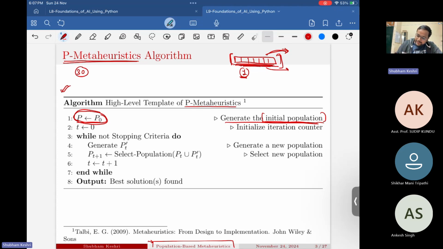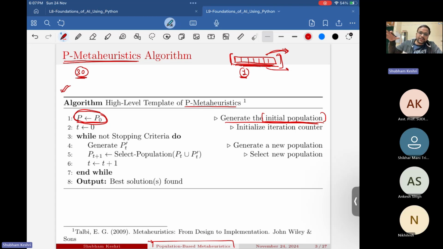So these 30 individuals are the first generation, and in the next generation there will be some changes. It is actually very similar to how evolution works. If you know about Darwin's theory of evolution, he proposed that evolution occurs and the best individual in the population survives, the fittest individuals in the population survive, and the population becomes better and better. So that is the idea.